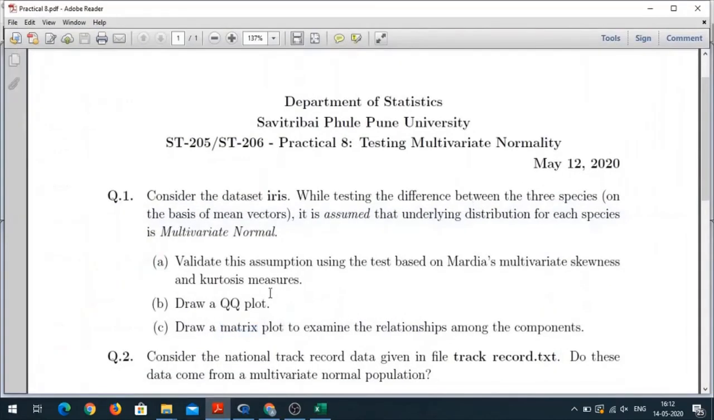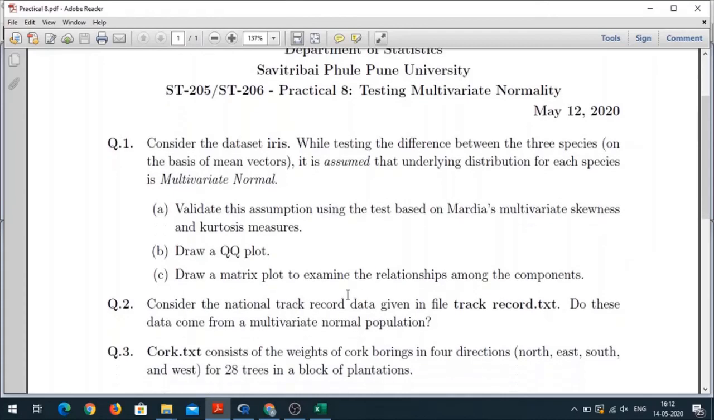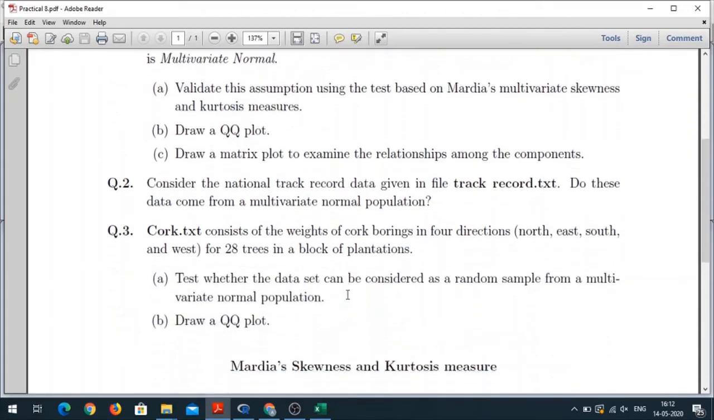Okay, so now you know three methods for testing multivariate normality. One is a test based on skewness, another is a test based on kurtosis, and the third one is via the QQ plot. Okay. Let me stop here.